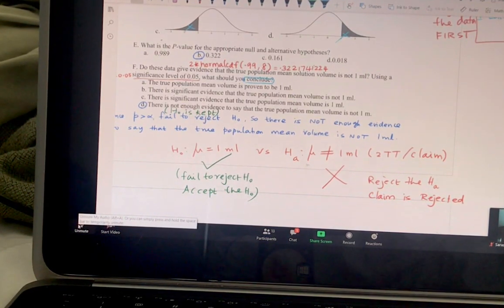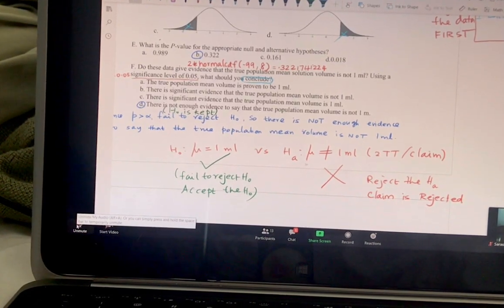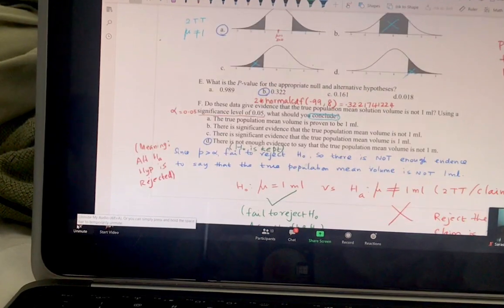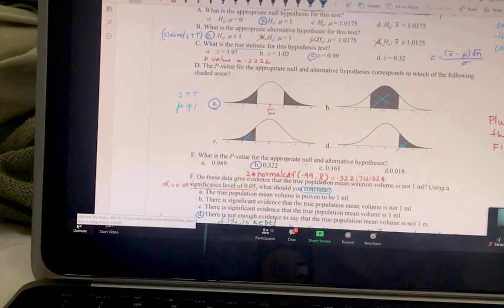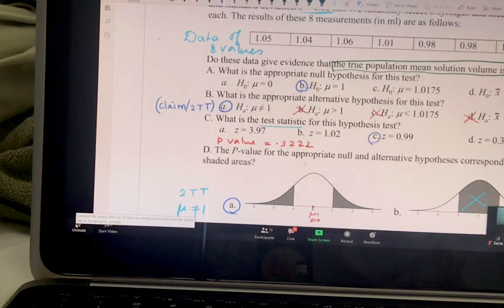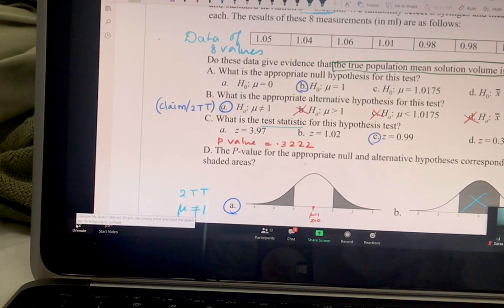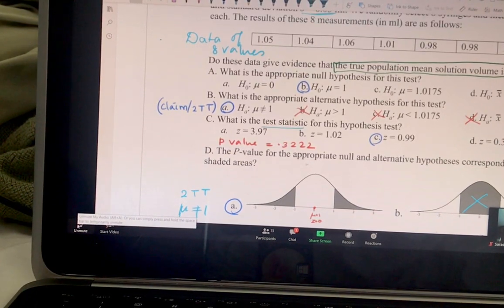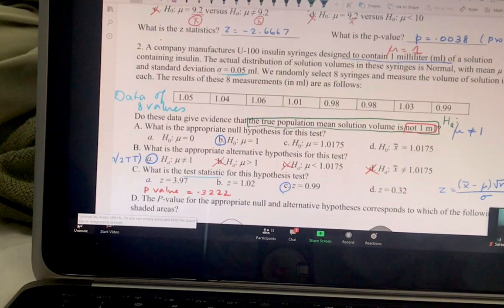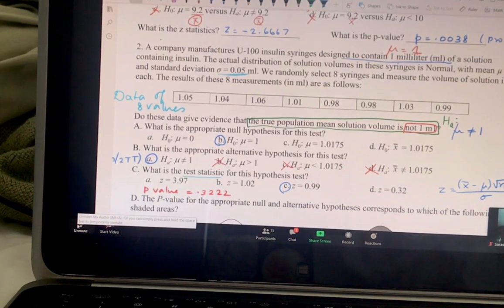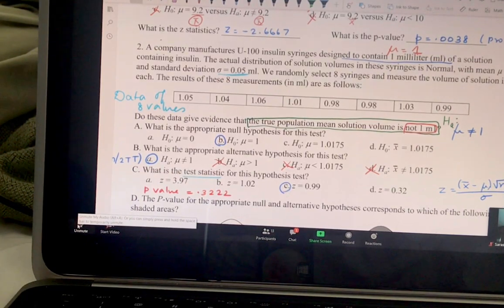But I don't want to write my conclusion based on the null hypothesis. I want to write my conclusion based on my claim. That's why I have to identify the claim. So according to the given problem, my claim is going to be mu not equal to 1. So that is the claim. That's what I call my two-tailed test. So I'm also looking for evidence for my claim. Read the question: does the data give enough evidence to blah, blah, blah? That's right. So I'm going to be writing the conclusion based on the question asked.